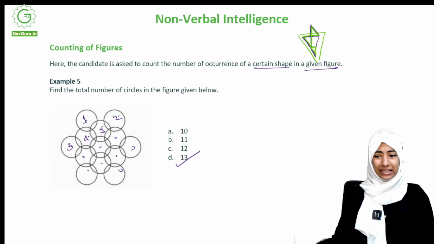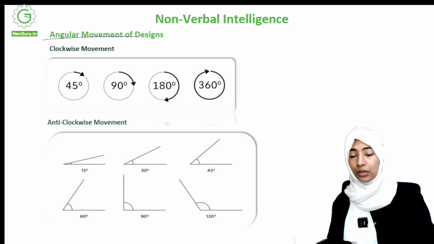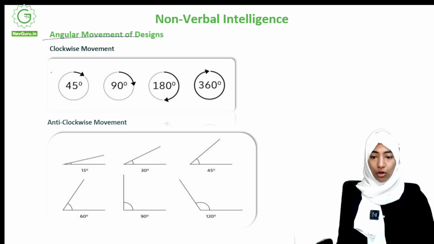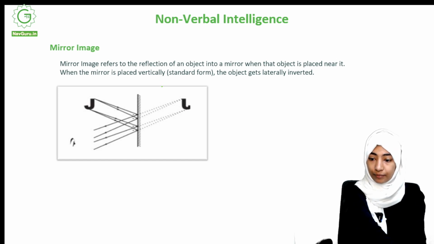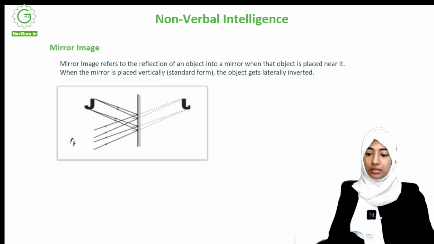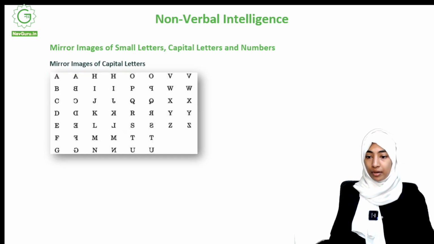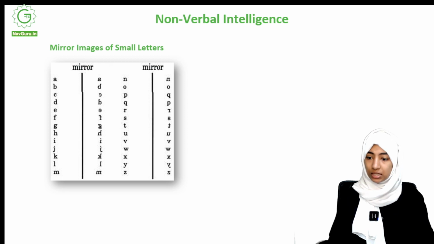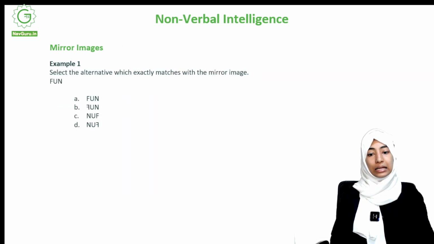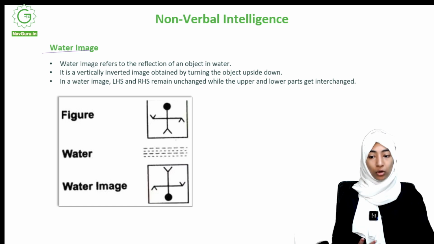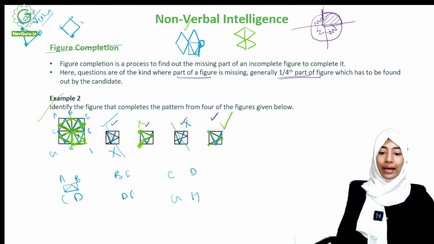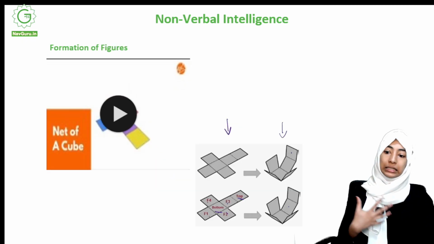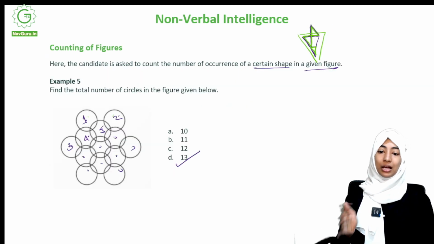I'll just take you through a quick recap of all that we have done. We had angular movement of designs first, where we studied clockwise and anti-clockwise movements, and then we had mirror image. Under mirror image, we studied mirror images of capital letters, mirror images of small letters, mirror images of numbers, and then we did a question, and then we had water images. And then today we did figure completion, then formation of figures, then embedded figures, and then counting of figures.